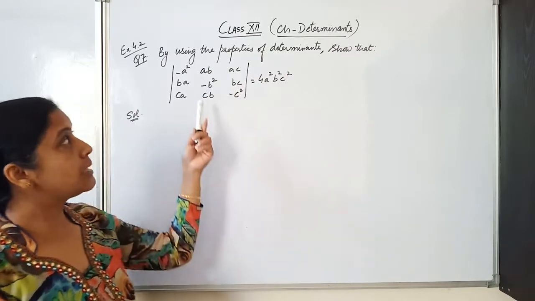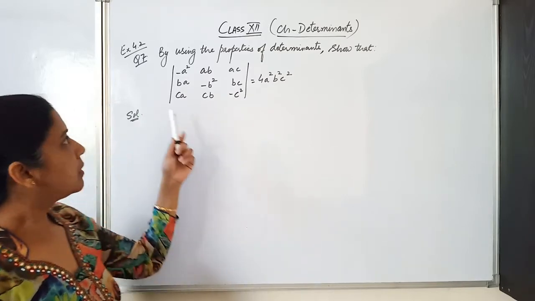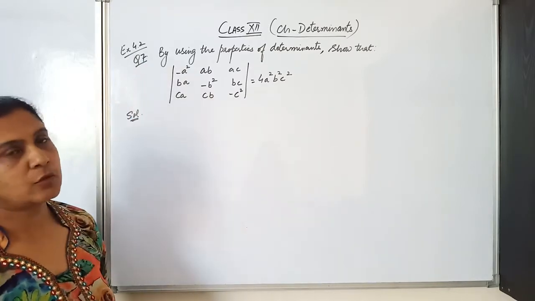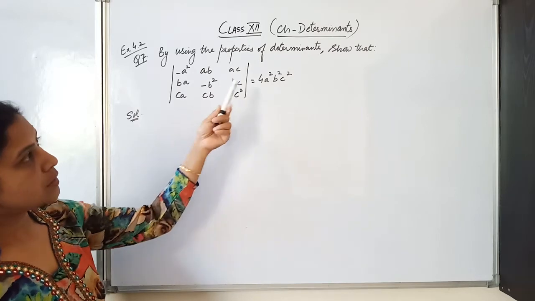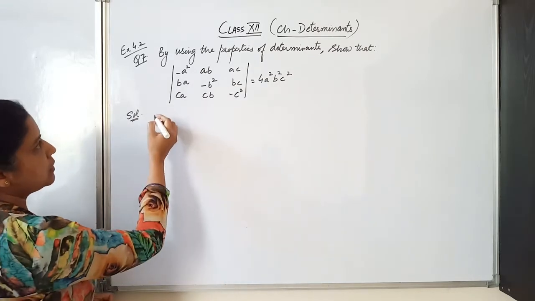So let's continue doing some more practice because it is such a topic which comes only with practice. So I have taken up question number 7 of exercise 4.2. By using properties of determinants, show that this whole determinant gets this value. Now let's start with the proof.